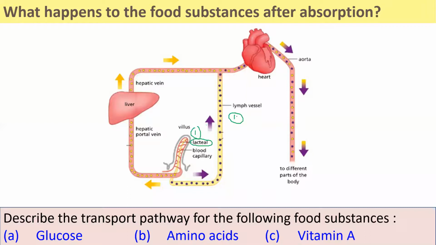Now, lymph vessel is different from blood vessel. Lymph is different from blood. But the amazing thing in your body is that the lymph vessel actually rejoins the blood vessel. So therefore, in your flow chart, you should tell me this. So then the vitamin A will enter the blood vessel.